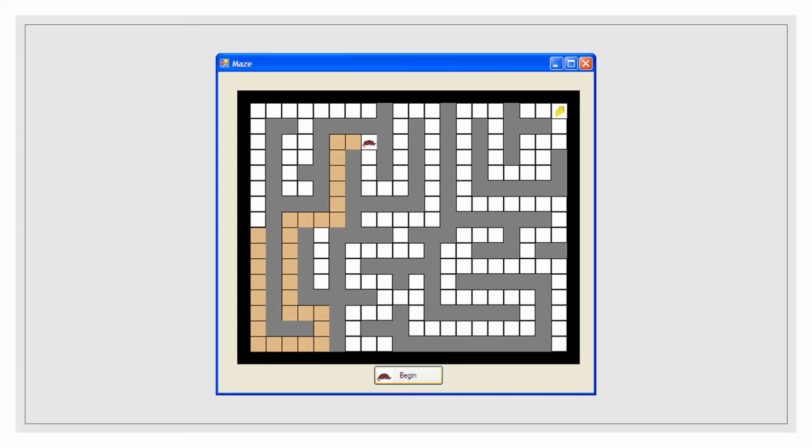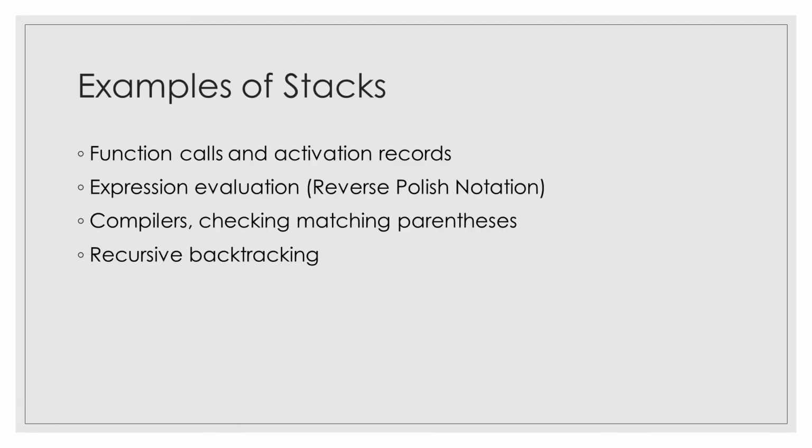There are many examples of stacks in this world. We've seen how they're used for function calls, for arithmetic expressions. They're also used by compilers, things that have to check parentheses. And, of course, recursive backtracking, which is what the mouse was doing when it was trying to keep track of where it had been. Tomorrow we'll examine a few others, but for today, thanks for watching.